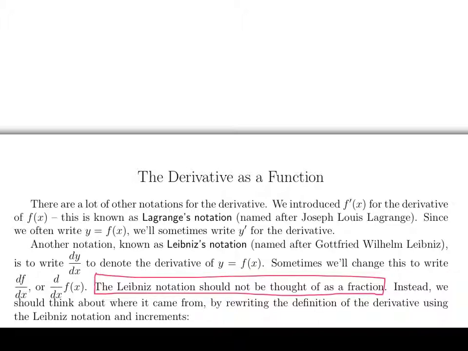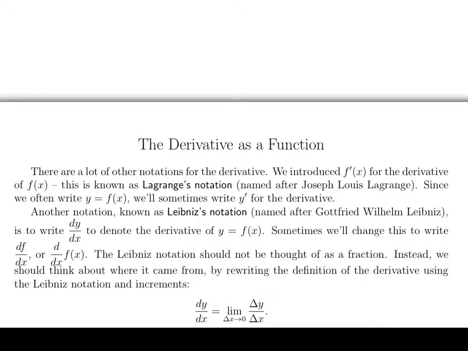So let's think about where this notation came from. We'll write out the definition of the derivative using the Leibniz notation and the increments that we talked about earlier. So dy over dx, which is the derivative, should be thought of as the limit as delta x goes to 0 of delta y over delta x. This delta y over delta x is the average rate of change of the function that we're interested in, and then by taking a limit as delta x approaches 0, we get the derivative.